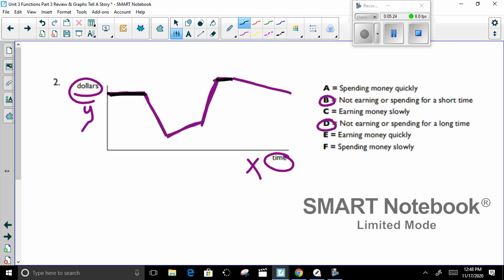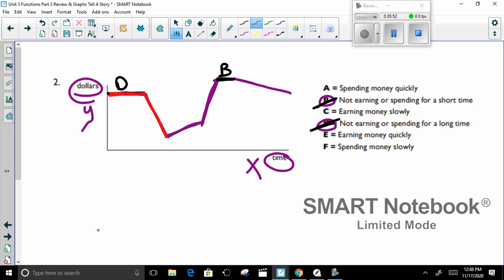Right here, the money's staying the same over a certain amount of time, but that's a shorter one. So I think this one would be B, you're not earning or spending for a short time, and this would be not earning or spending for a long time. So those are taken care of. All right, spending money quickly. So we said D is not earning or spending, but then all of a sudden it goes down.